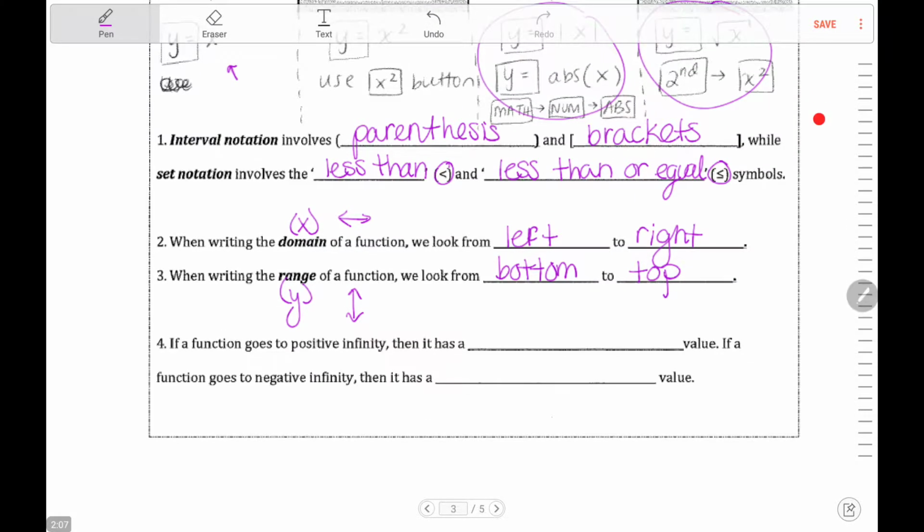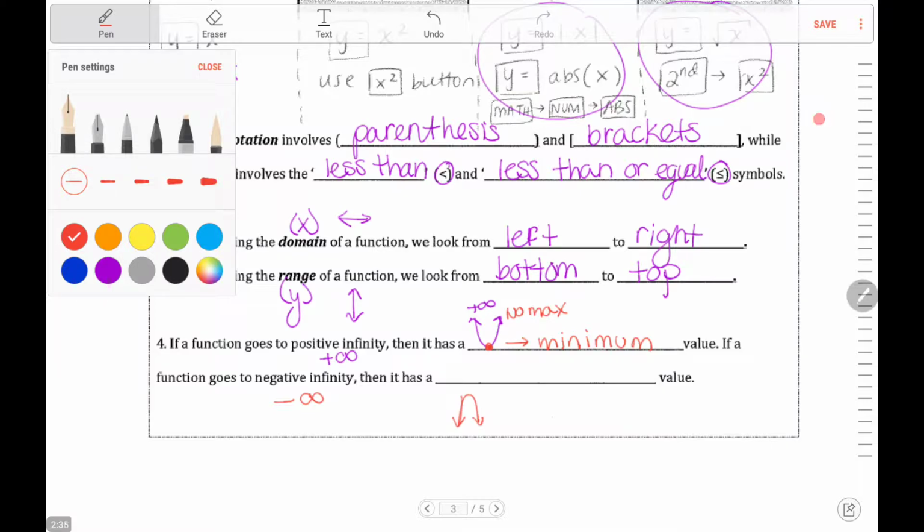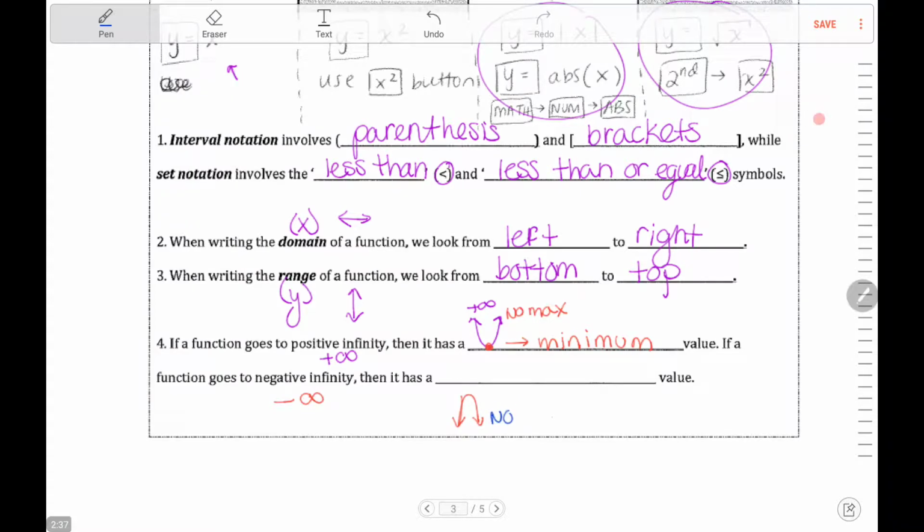If a function goes to positive infinity, and what we mean by that, it looks like this. Positive infinity means it has no maximum, but it does, in fact, have a minimum value. And vice versa, if I go to negative infinity, my graph's going to look like this. That's the opposite. That means I have no min, but I do have a maximum value.